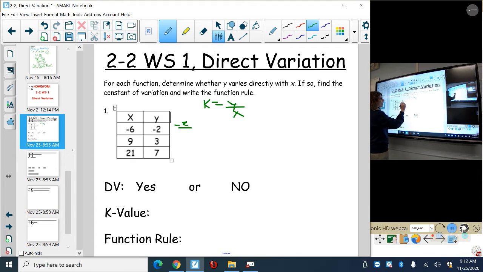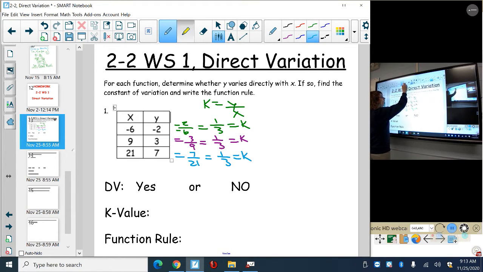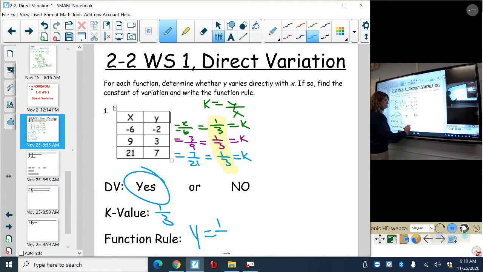So I'm going to do -2 over -6, which gives me a positive 1/3, that is k. Do it again. I have 3 over 9, which is going to be 1/3, and that's going to be k. Do it again. I have 7 over 21, which reduces down to 1/3 as being k. Do all of my k's match? Yes, they all match. So yes, this is direct variation. 1/3 is my k value, and my function rule is y is equal to 1/3 x.